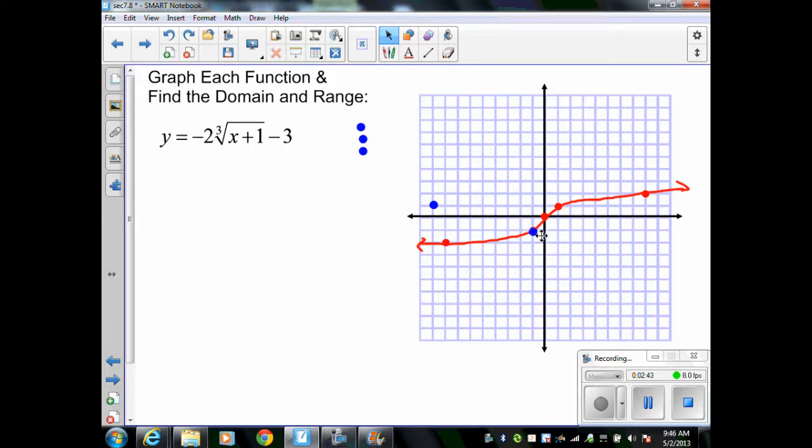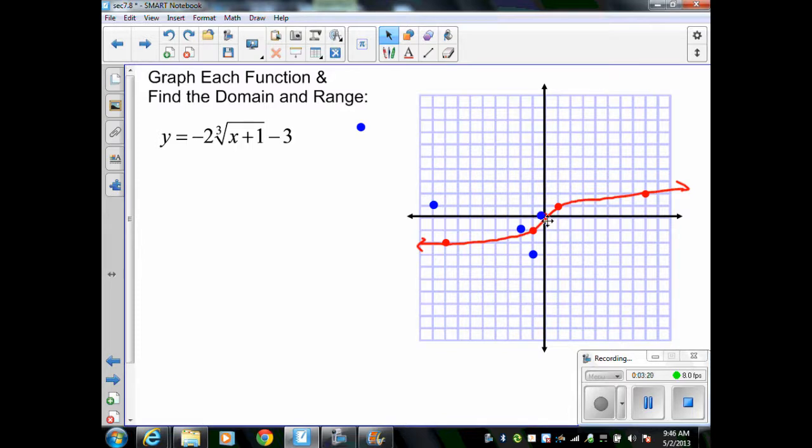Here I'm at the x value of negative 1. I move to the left 1 unit. My output at negative 1 is negative 1. A negative 1 times a negative 2 is 2. And then I move it down 3 units. My output at 0 is 0, but I need to move it to the left 1. The output is 0. 0 times a negative 2 is 0, but I move it down 3 units. 1, 2, 3.